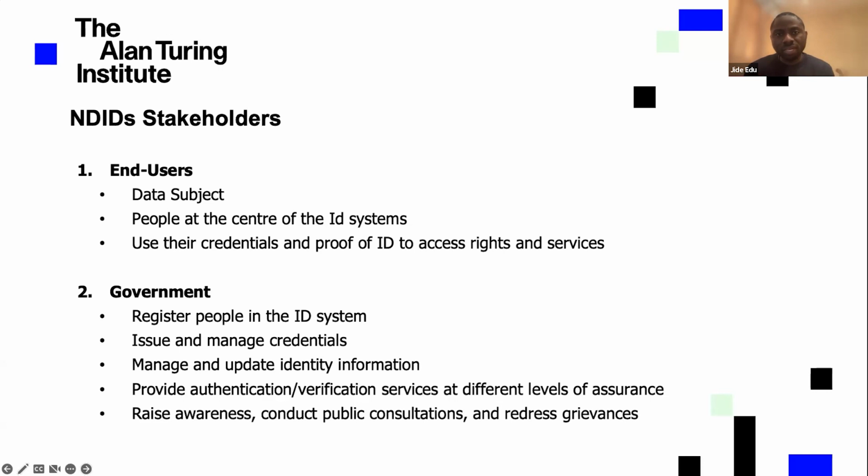And we identify 5 key stakeholders. The first is the end users, who are the ID subjects. That is, they are the ones that register their personal details, as well as the ones that use these identity systems for authentication and verification services. And likewise, we identify the government, which are the ID providers in this context, because we are looking at the foundational identity systems. This includes the population registrar and the national ID agencies that register people in the ID systems and issue and manage credentials.